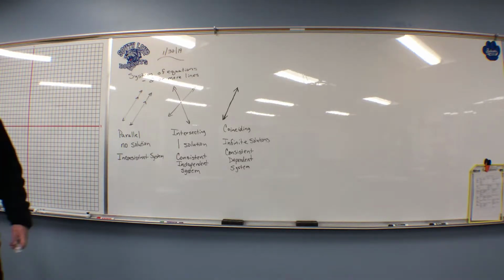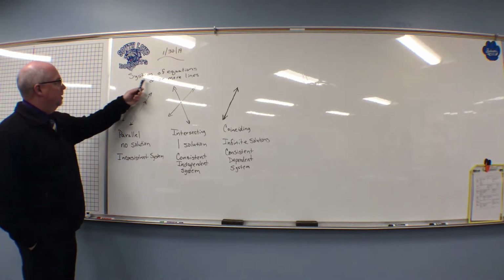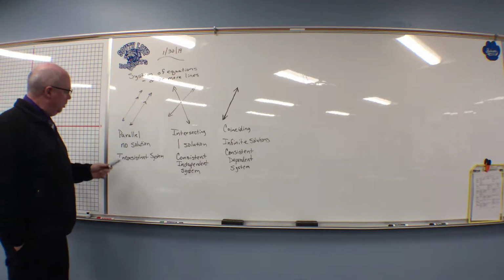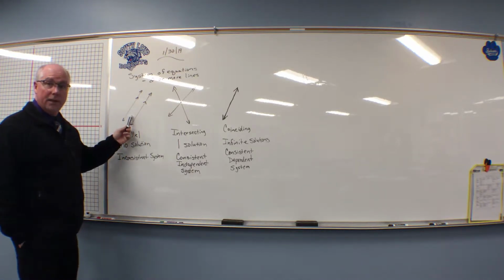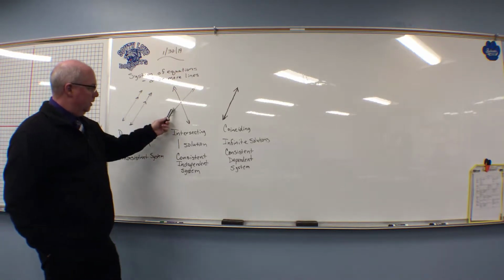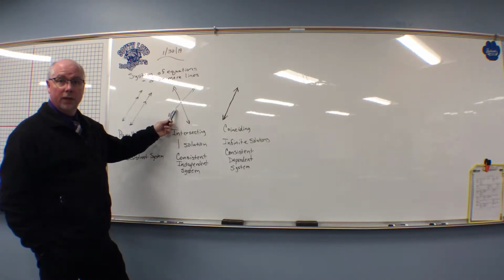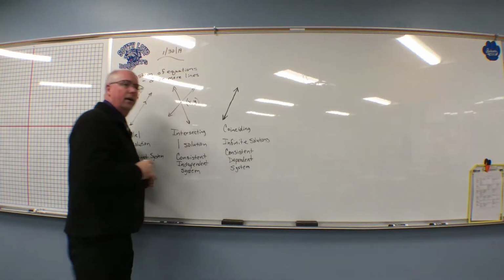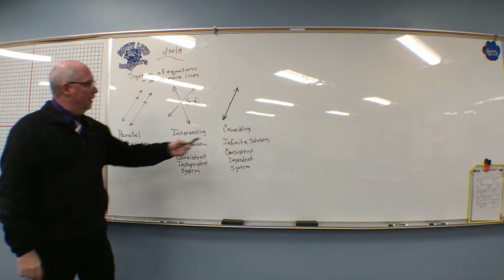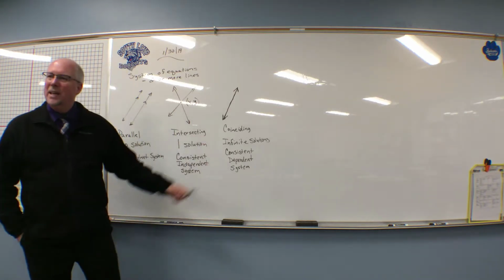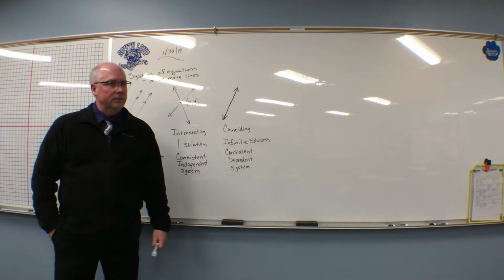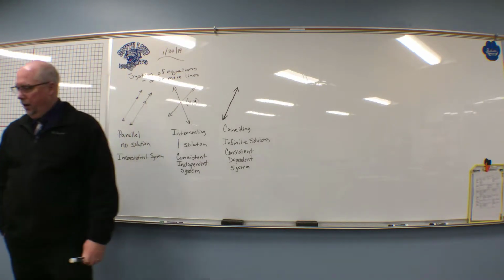So when we find a system of equations, we're looking for solutions. The solutions are no solution if they're parallel, one solution if they intersect. By the way, that one solution we can write as an ordered pair. And then infinite solutions. Now we cannot write all the pairs here, so we just say infinite. Do you understand?